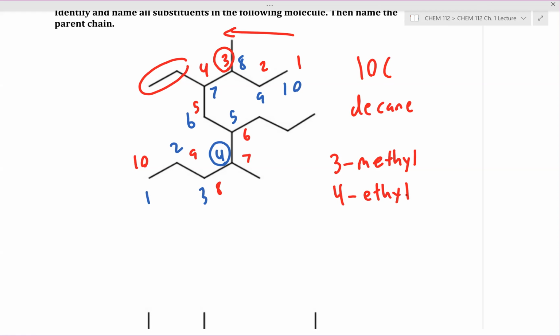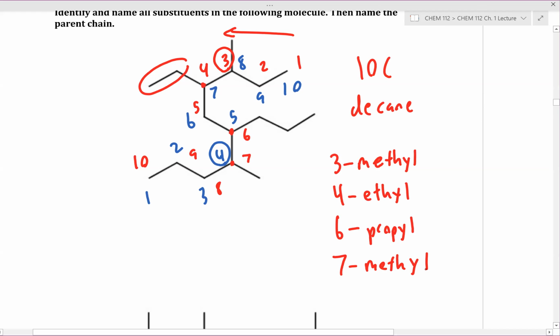Okay, so what's the next substituent? After carbon 4, what's the next substituent? 6. And what's at the 6th position? Propyl, yep. And then finally, what's at the 7th position? Methyl. Okay, and we won't worry about combining this together into a formal name yet. I just want you to get your carbon locant numbers down. So we'll continue on this in our lecture and lab, and we'll meet back together in approximately 7 to 8 minutes.